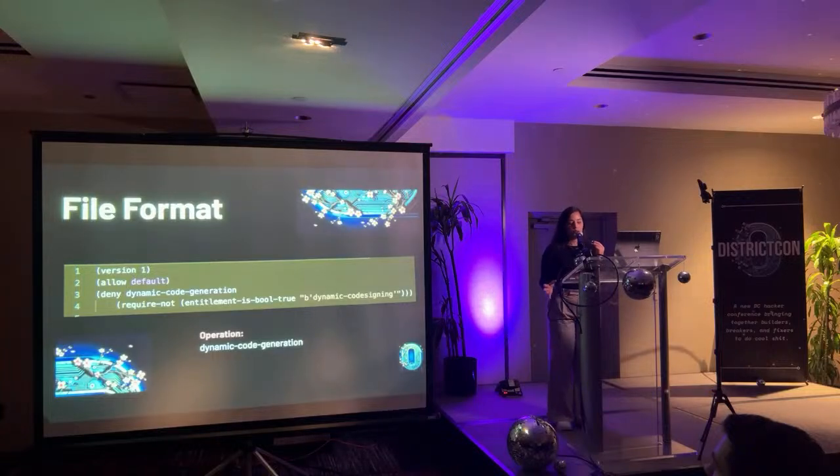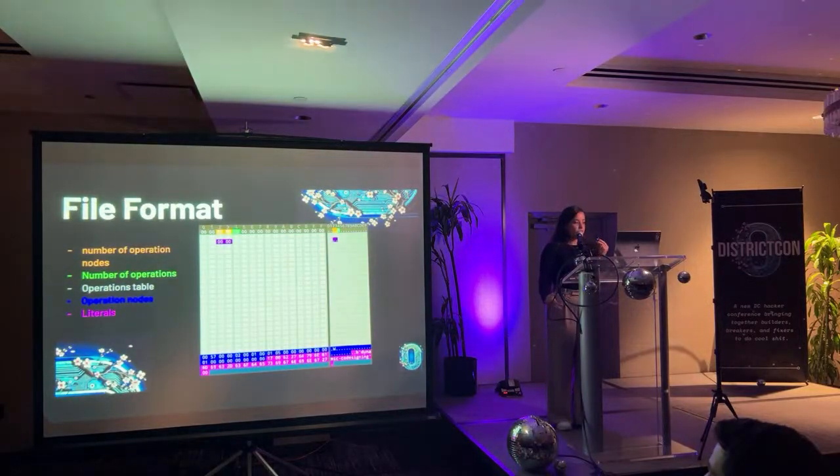We have here a small rule that I'm going to compile, so we can see it in binary format. It's the same example as I saw before. We have an operation which is dynamic code generation, which gets denied if we don't have the dynamic code signing entitlement.